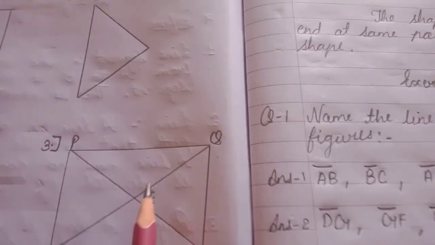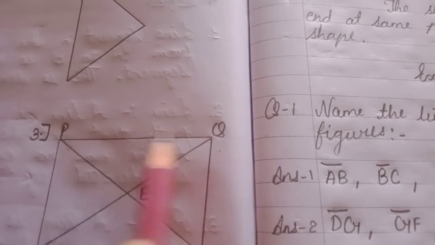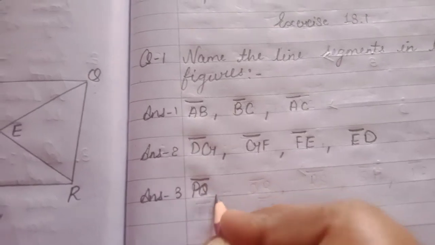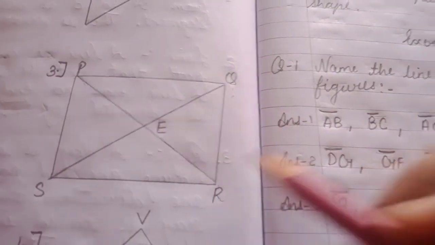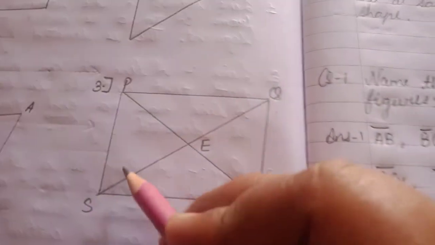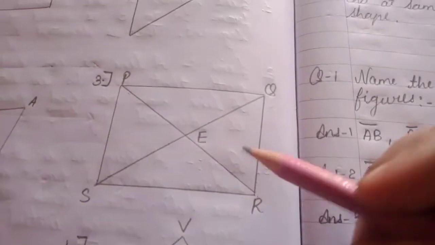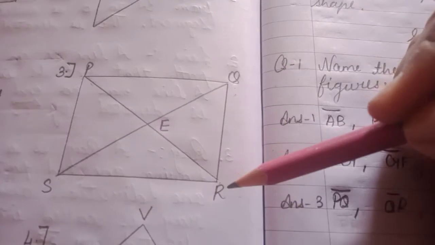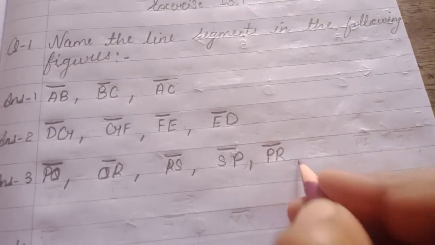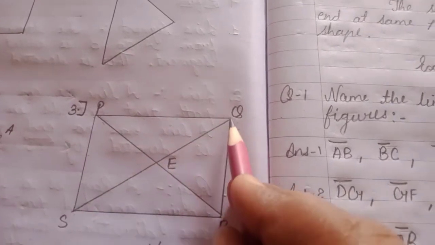Now number 3. So first we will take this one straight path having the end points P and Q. So we will write line segment PQ, comma. Then we will take QR. Then RS. Then this side SP. Then in between also, in the middle also, we will take this. This is also the straight path, right? So this also having the end points, that is P and R. So line segment PR. Then this side Q and S.